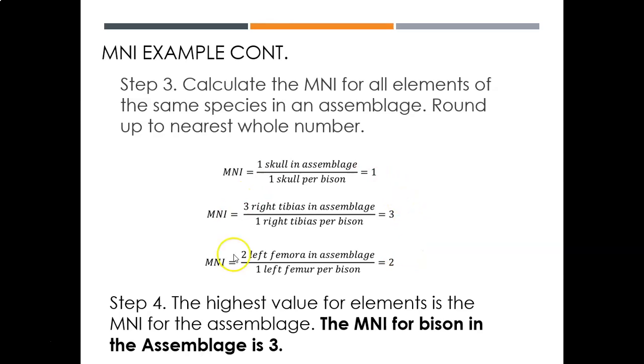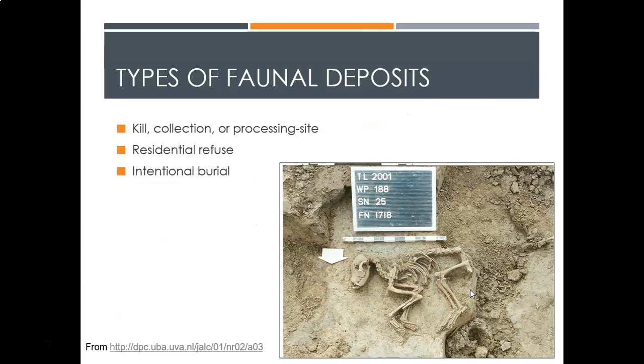So this is what I did off the top of my head, right? If we look at the skulls, we have an MNI of 1, the right tibiae, we have 3, and femora, we have 2. And so the highest value of elements is our MNI for our assemblage. Our MNI for the bison assemblage is 3. So our NISP is 6, but our MNI is 3.